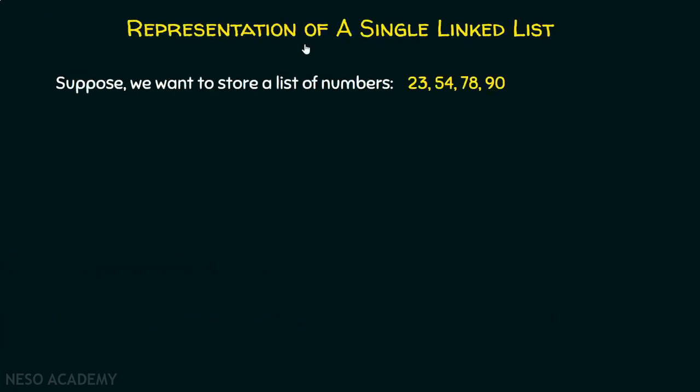Now, we will see how to represent a single linked list. Suppose we want to store a list of numbers. These are the list of numbers we are available with: 23, 54, 78 and 90.